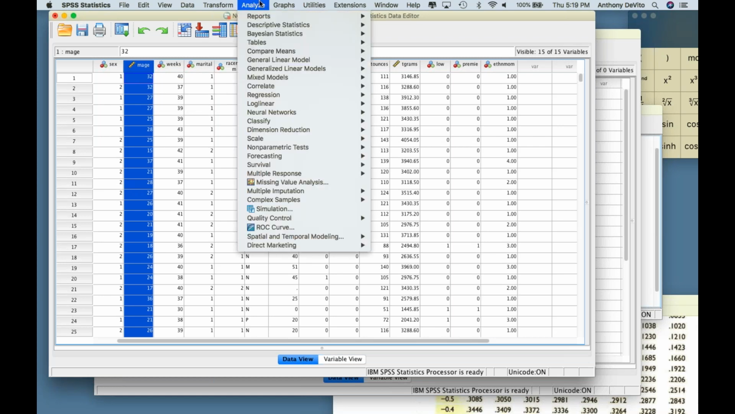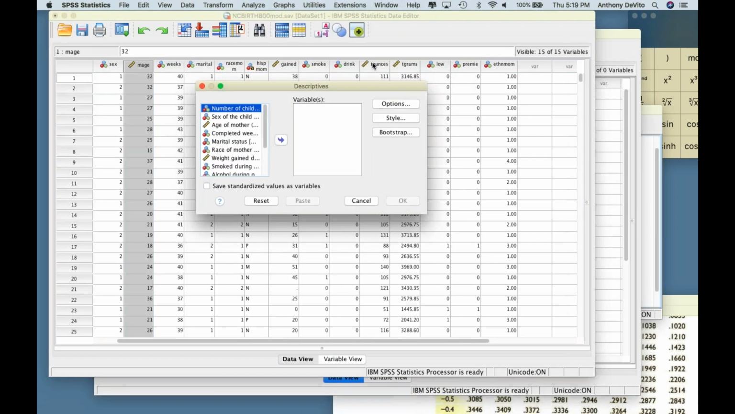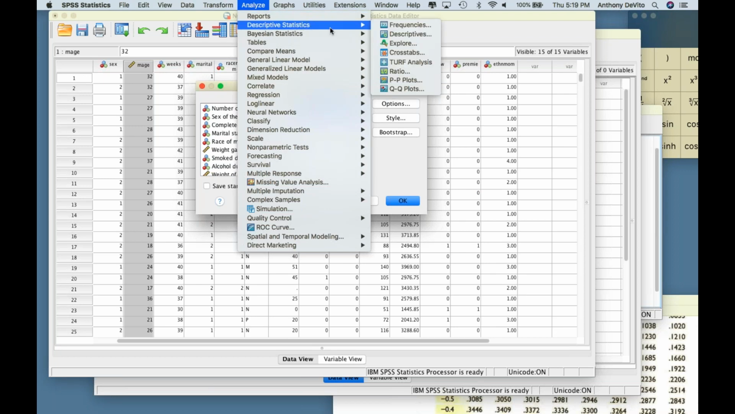I'm going to say analyze, go to descriptive statistics, descriptives. I could go to explore, but I think descriptives will give me what I need for now. I'm going to move the age of the mother into the variables box. You saw what I did there, right? Analyze, descriptive statistics, descriptives. We're going to start using SPSS quite a bit more now. We started the semester with it, kind of got away from it when we worked in probability and binomial and Excel and so on. But now we're going to go back to it quite a bit.